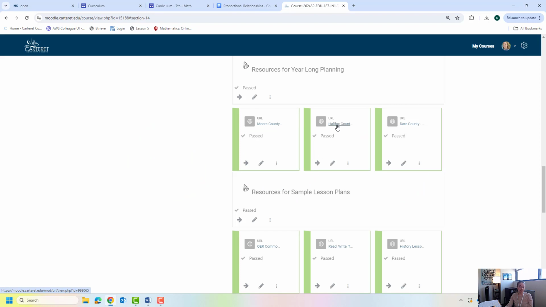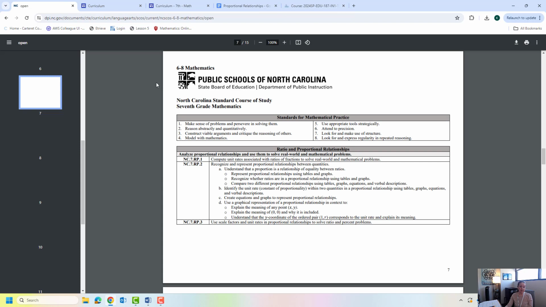Now I'll also say I posted Halifax County. They do something similar. Dare County will give this resource for middle school and high school if you're teaching middle school and high school.